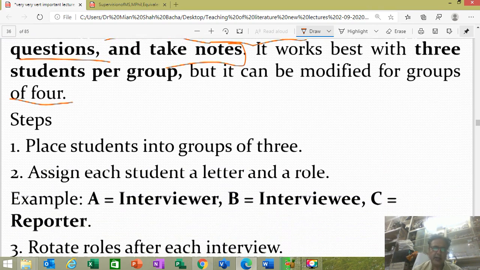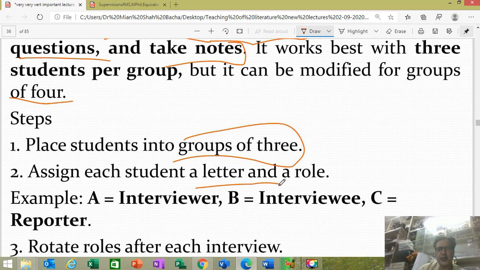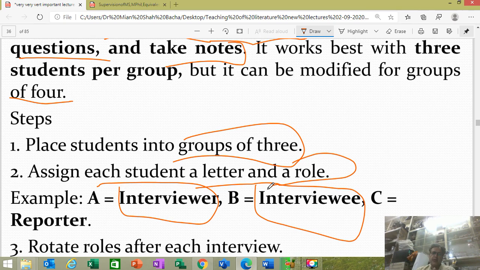Its steps are: place students into groups of 3, and assign each student a letter and a role. For example, A is the interviewer, B is the interviewee. The interviewer means a person who asks questions, who takes the interview. The interviewee is a person who gives the interview, who is asked the questions. And C means reporter. He has to report what exactly happened between the two. So this is a 3-step interview, okay.